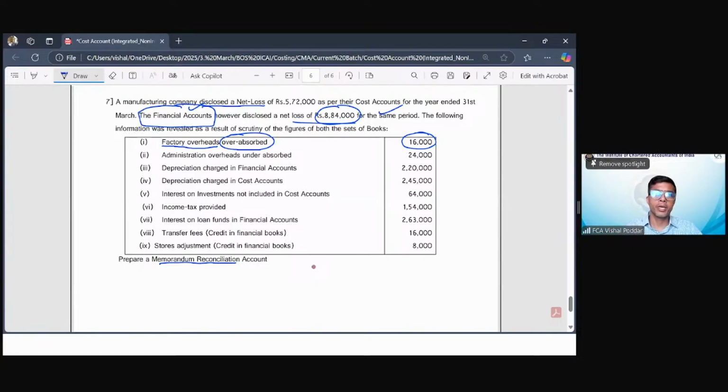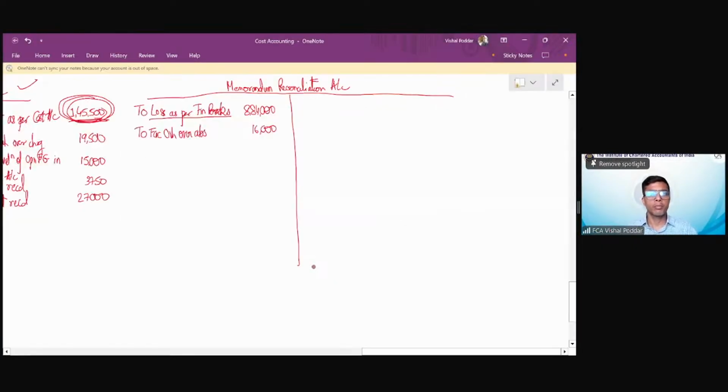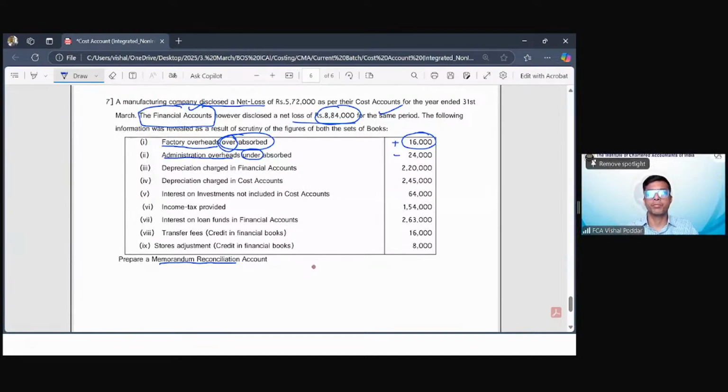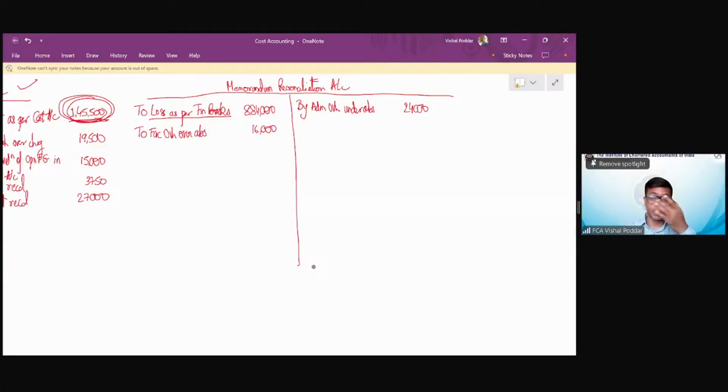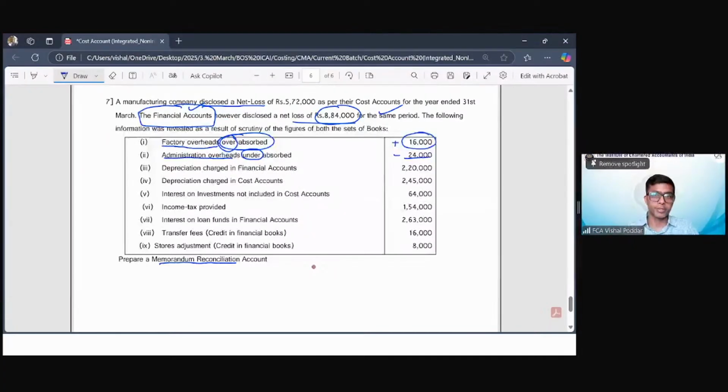Next, administration overheads under absorbed. Now, if over absorbed was add, without wasting time, I know this is less. And for less, I'll post it on the credit side. So by administration overheads under absorbed 24,000. So simply for add, you have to remember it is on the same side as the opening balance. For less, it is on the opposite side. Simple. Whether it is profit or loss, this will not change. Yes, but for profit and loss, what will change? The side where you write the opening balance.